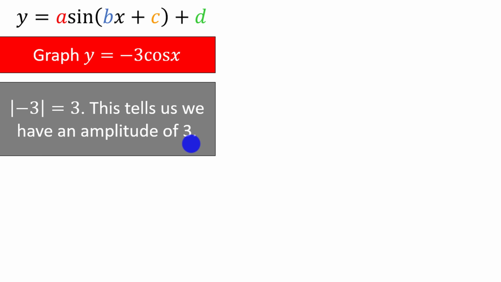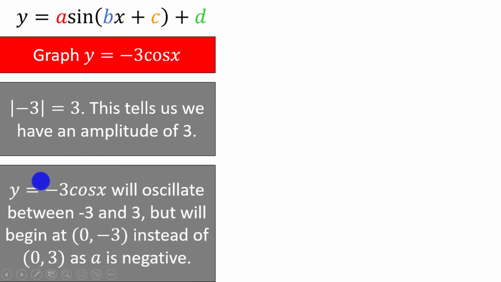We also must notice that this value is negative. If we have a negative cosine function, instead of starting at a maximum, we will start at a minimum. Typically, cosine starts at 0, 1. The -3 says that we will start instead at 0, -3. Summarizing, y equals -3 times the cosine of x will oscillate between -3 and +3, but will begin at 0, -3 instead of 0, +3 because a is negative.